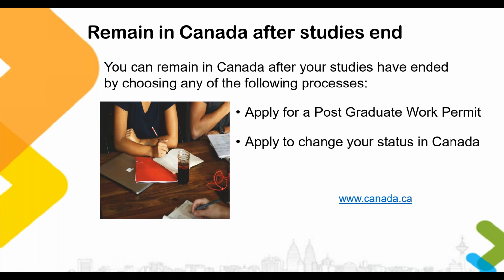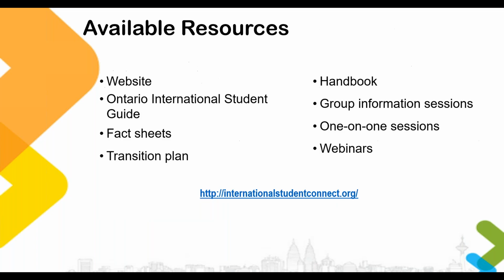Now, that is pretty much all the information we have for you regarding applying for or extending your work permit or your student visa. Now, we have some resources for you. Our website is www.internationalstudentconnect.org. There is absolutely no cost to use this website. On our website, you will find a wealth of information, as you can see listed here. There's a handbook, an international student guide. You can access this information if you're looking for additional information.